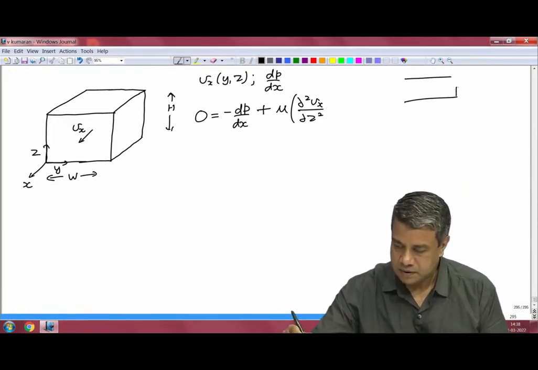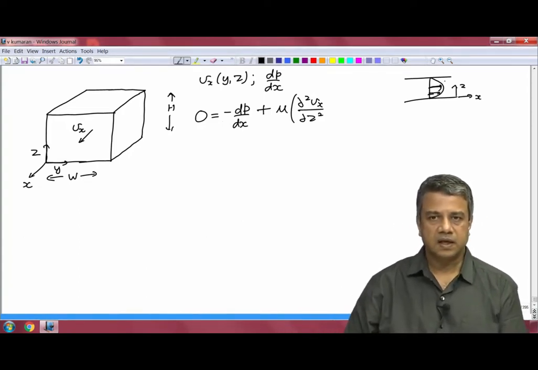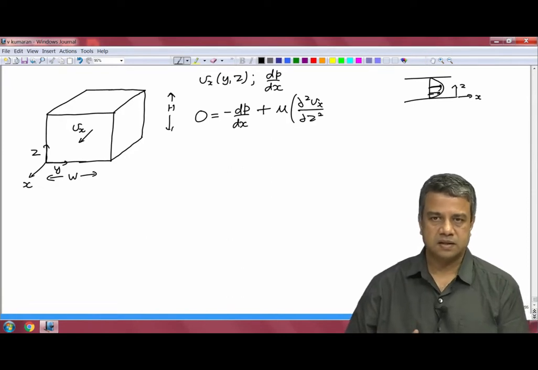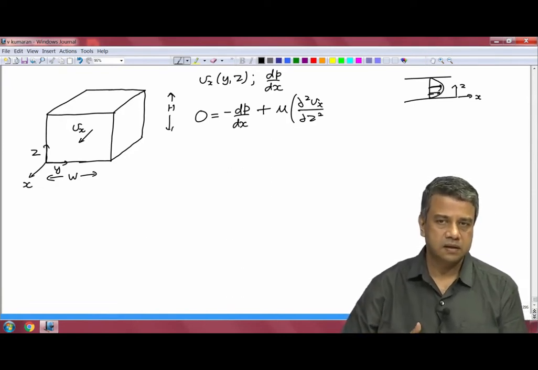This was for a parabolic flow in a channel, in which there was variation only in the z direction, variation of the x velocity in the z direction, and there was no variation in the y direction. We had assumed that it was infinite in the y direction.